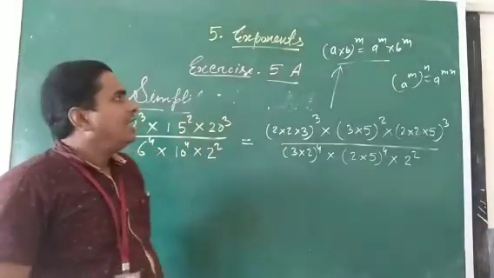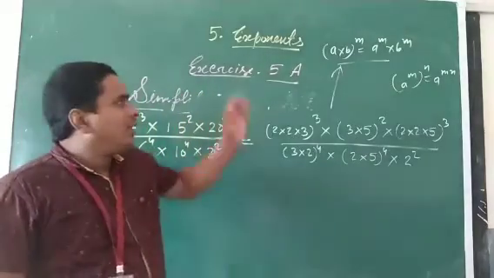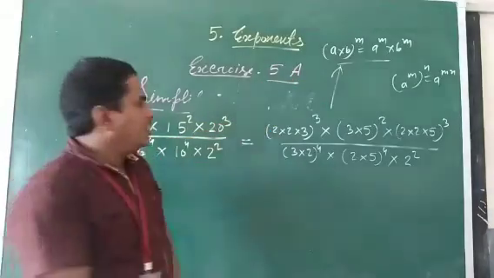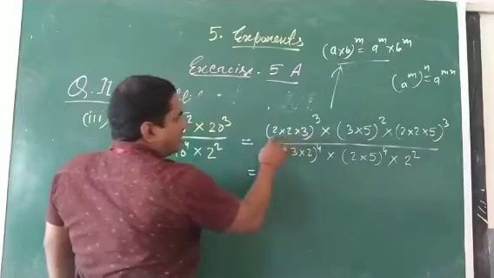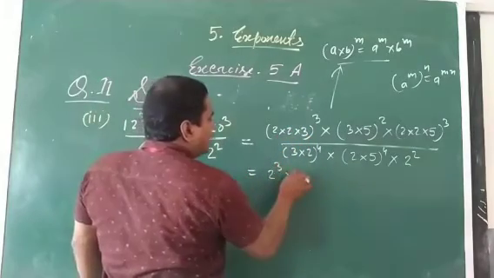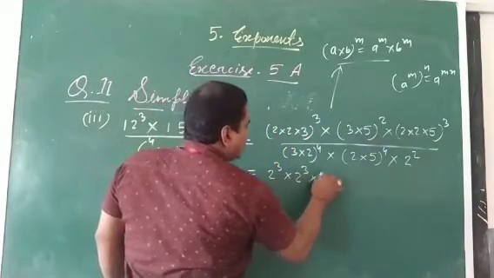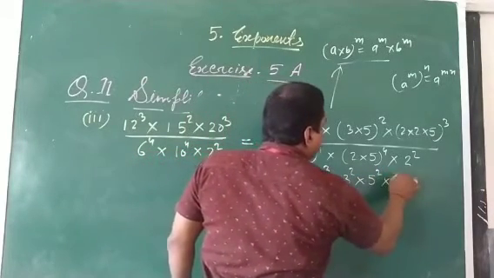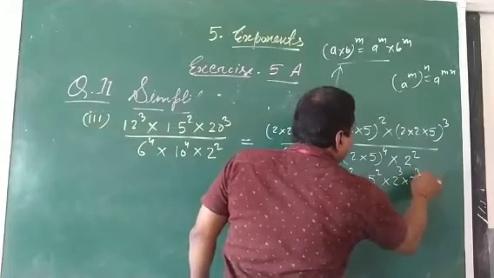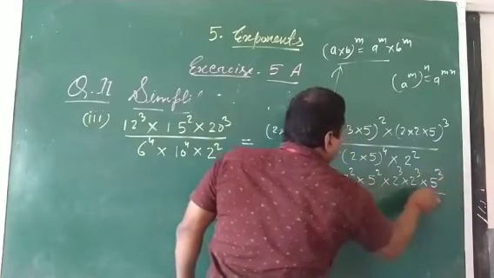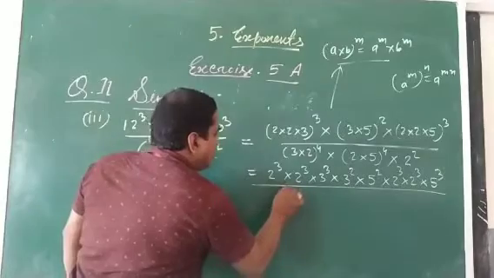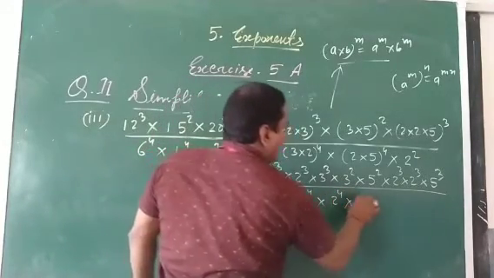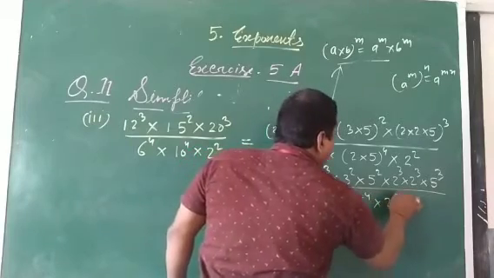Now again here we apply this rule of the laws of exponent: a times b to the power m is equal to a power m into b power m. So apply here, students: 2 to the power 3, 2 to the power 3, 3 to the power 3, 3 to the power 2, 5 to the power 2, 2 to the power 3, 2 to the power 3, 5 to the power 3. Now here 3 to the power 4, 2 to the power 4, 2 to the power 4, 5 to the power 4, 2 to the power 2.